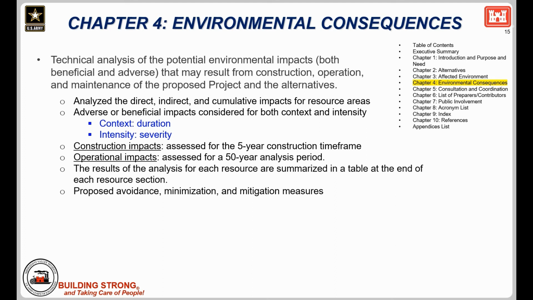major impacts. For each resource, the context and intensity is defined, followed by the analysis of each alternative in comparison to the no action. Each section ends with the impact determination. In addition to impacts, Chapter 4 includes a mitigation summary outlining CPRA's proposed avoidance, minimization, and mitigation measures.